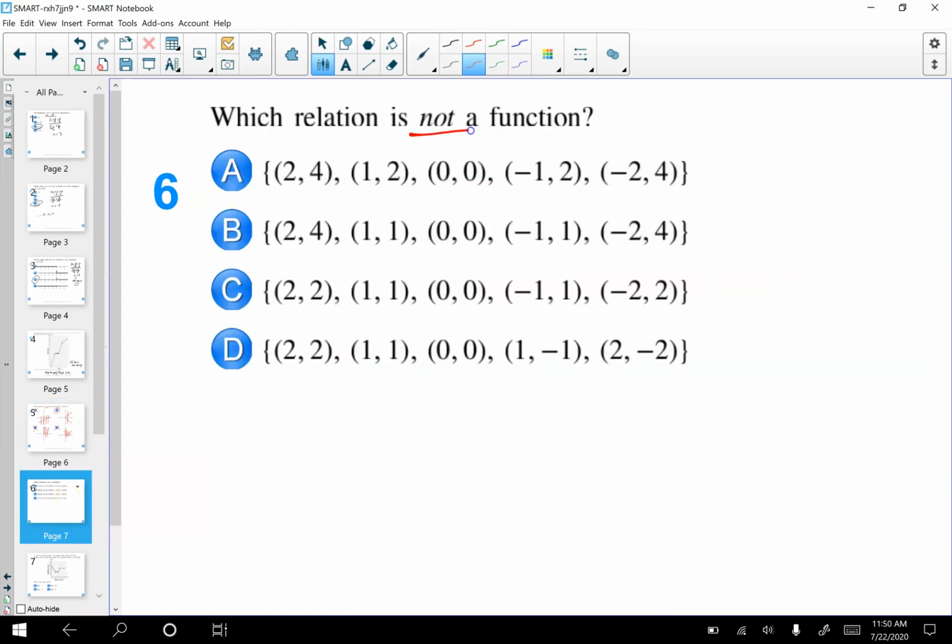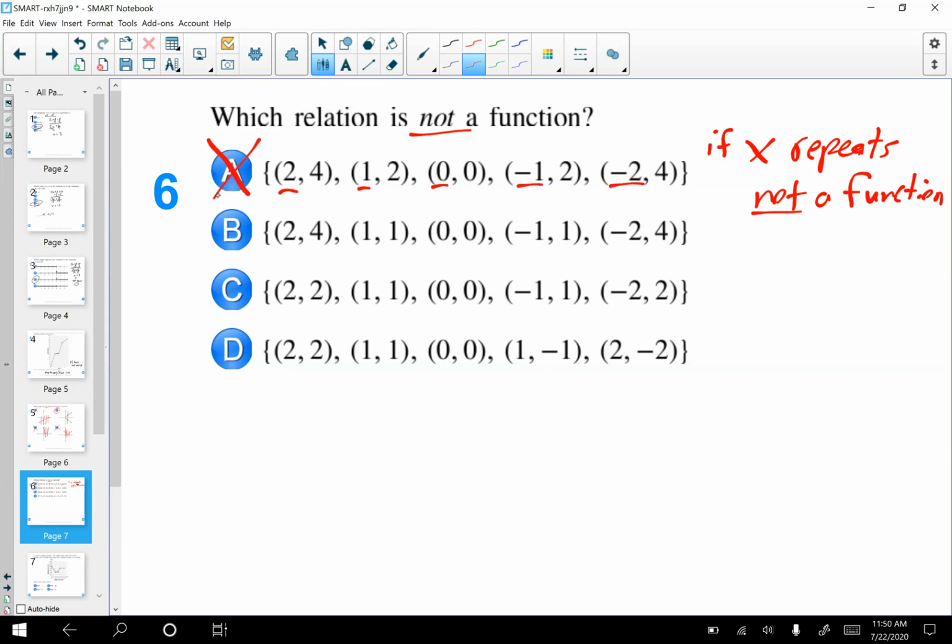6, which relation is not a function? So remember, if x repeats, not a function. All right, so we're just concerned about our x's. So what do we have in A? We have 2, 1, 0, negative 1, negative 2. They're all different, so that is a function.